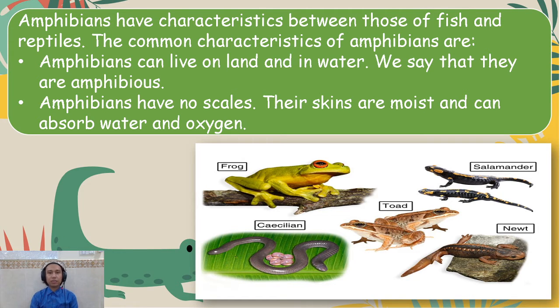Amphibians have characteristics between those of fish and reptiles. So amphibians are like a combination of fish and reptiles. The common characteristics of amphibians are: amphibians can live on land and in the water. We say that they are amphibious. Amphibians have no scales. Their skins are moist and can absorb water and oxygen. So they have no scales at all.